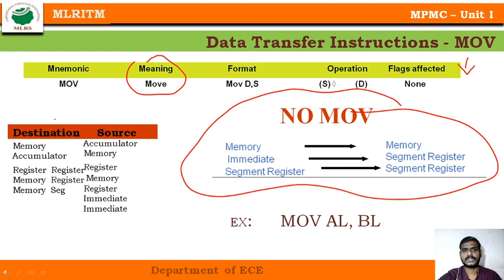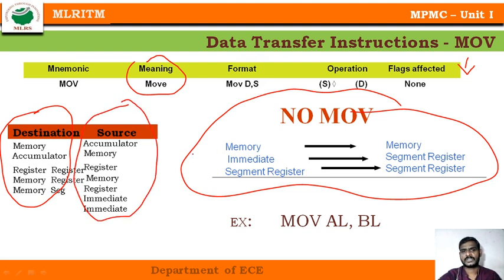Here you can see the possible destinations and the possible sources. These are the different possible ways of transferring data to and from registers or memory locations.